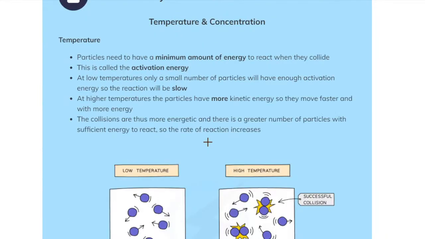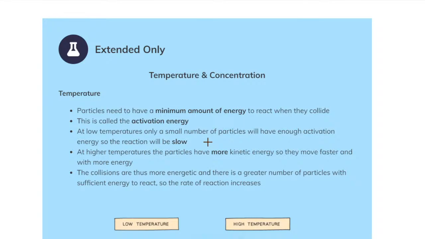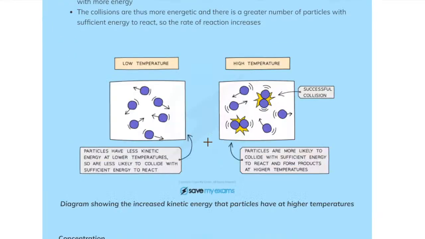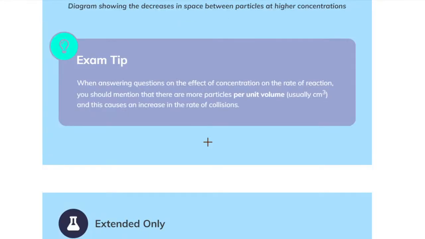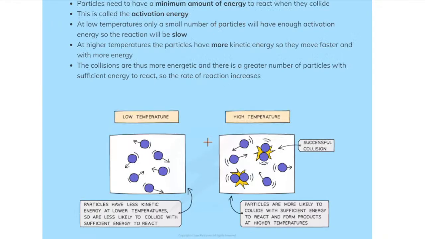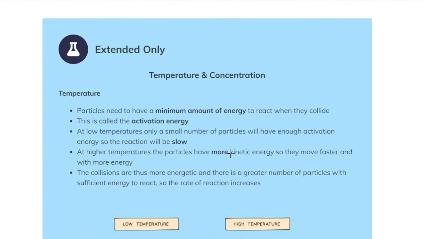So let's move on directly to temperature and concentration. Here we'll have a look at concentration, and then we'll have a look at temperature. So first of all, temperature. Particles need to have a minimum amount of energy to react when they collide, and this we call the activation energy.